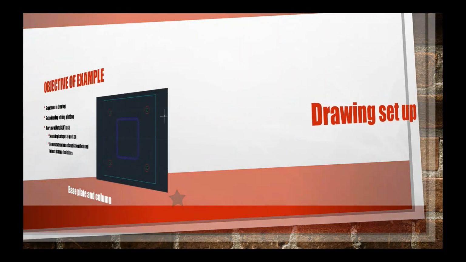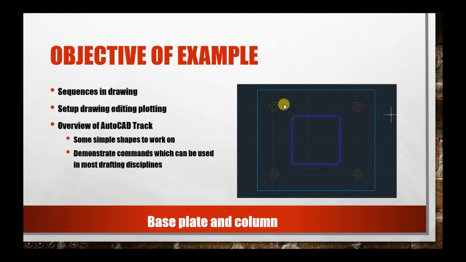When you talk about this drawing, we have a base plate we have to draw. We have to draw the nut bolts, 4 nut bolts. We have to draw a column. So these are the things we have to draw. Step by step we'll draw everything.